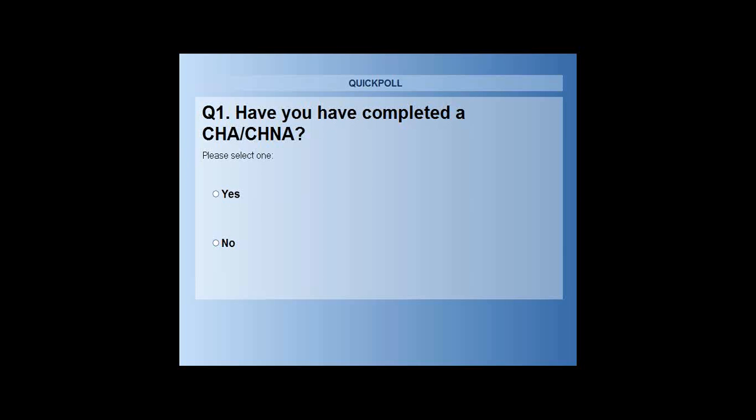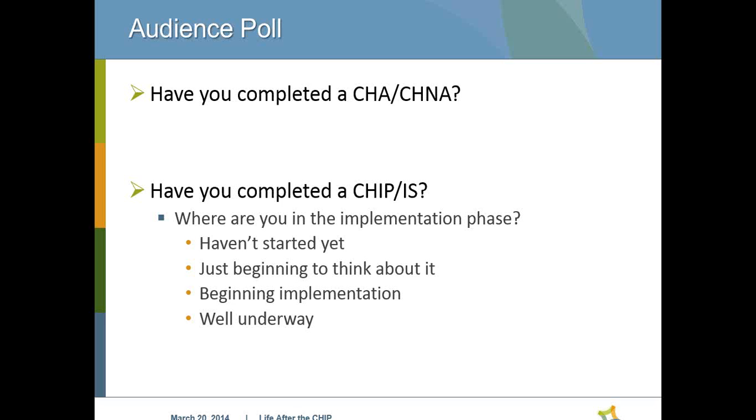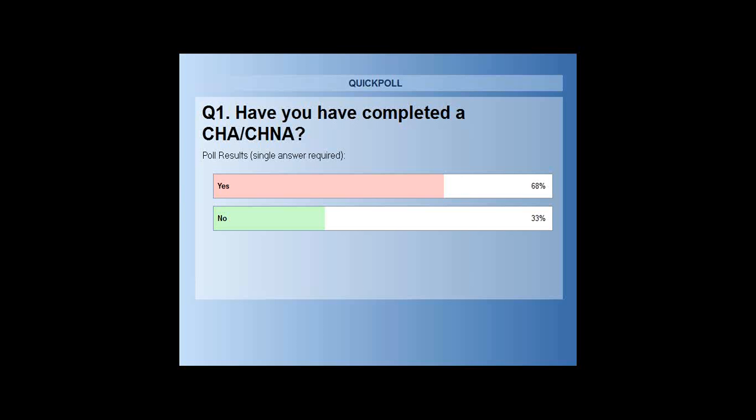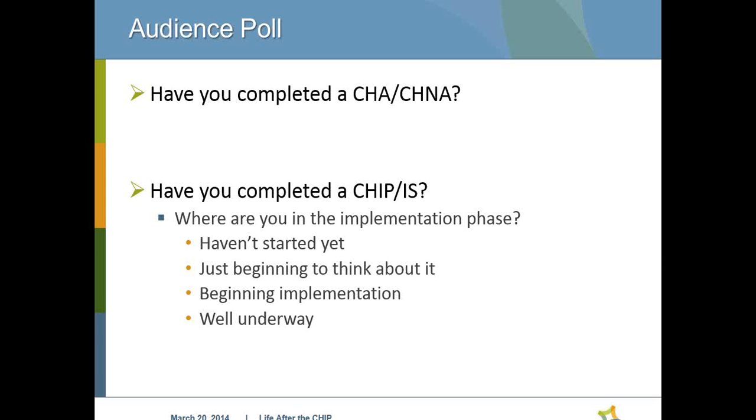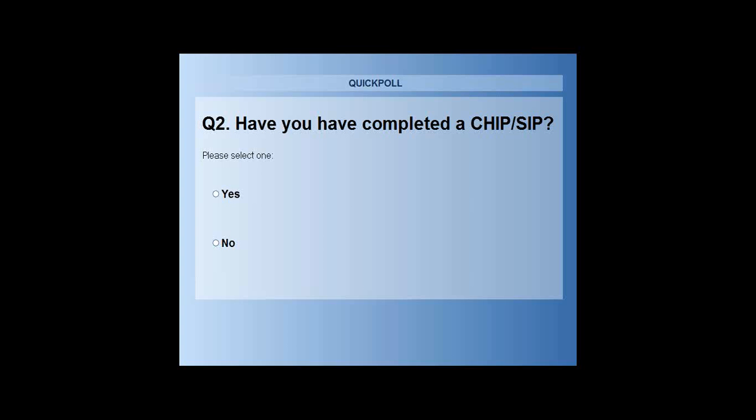Okay, terrific. So it looks like nearly 70% of respondents said yes, they have completed a community health assessment or community health needs assessment, which is terrific, and about a third of participants have not. And then how about, has anyone on the webinar completed a community health improvement plan or implementation strategy? So if you can take a moment to respond to that poll.